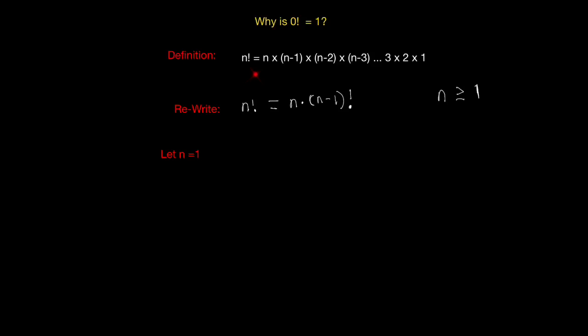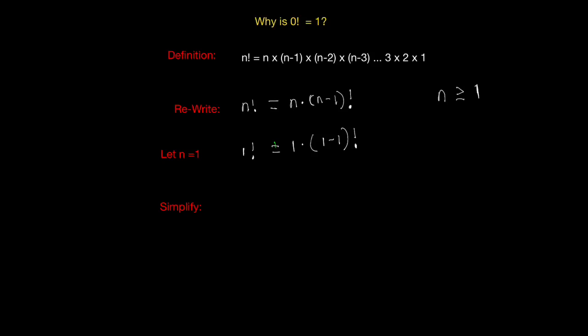Next, I'm going to play with my equation by letting n equal 1, meaning that I'm going to substitute, and everywhere I see an n, I'm going to replace it by a 1. So here we're now going to have 1 factorial equal to 1 times (1 minus 1) factorial. Now I can simplify my equation.